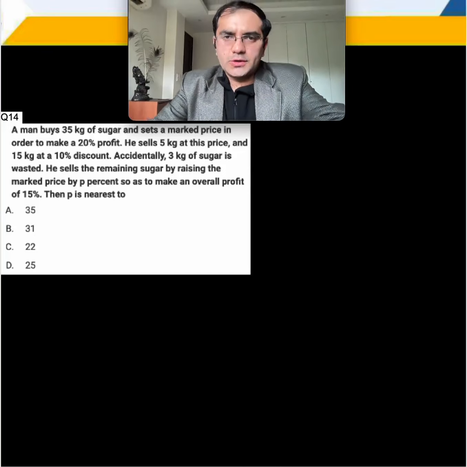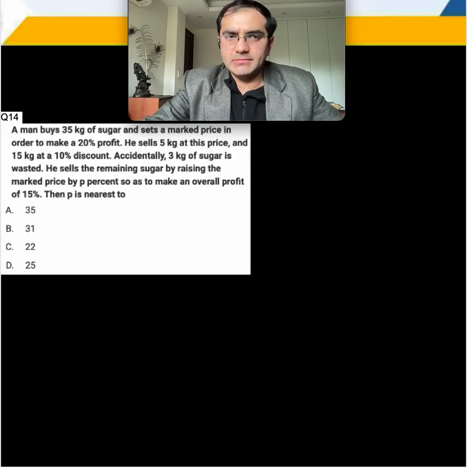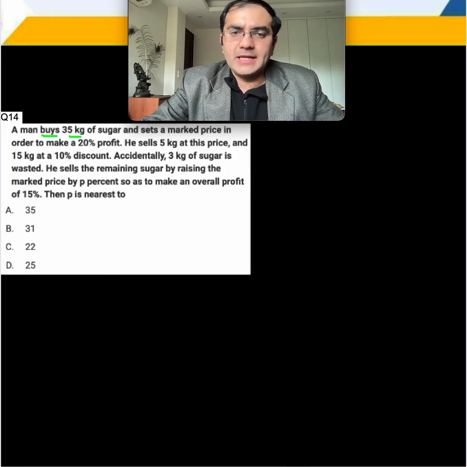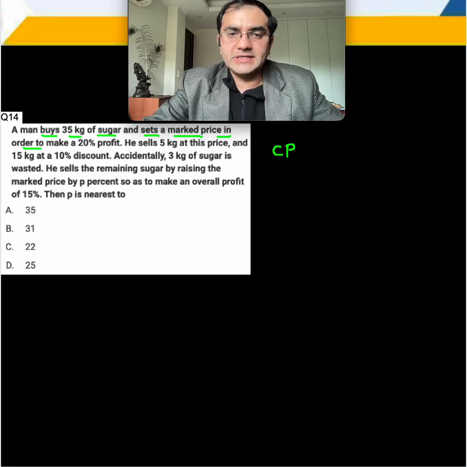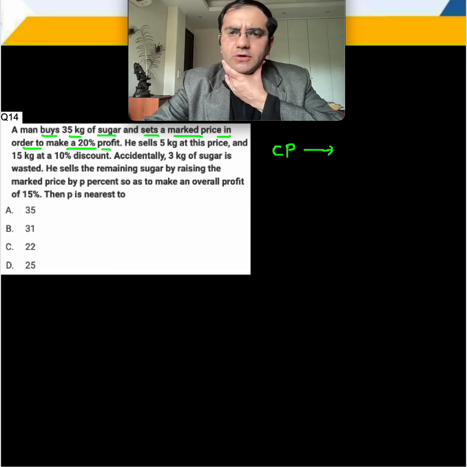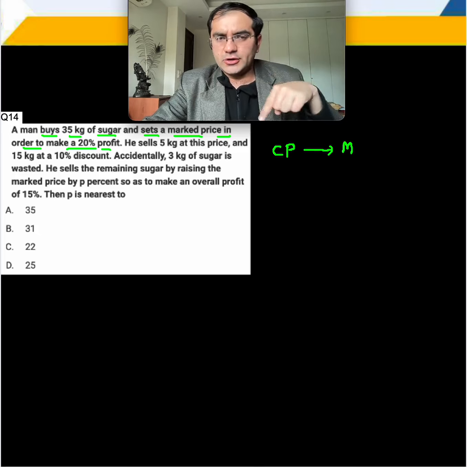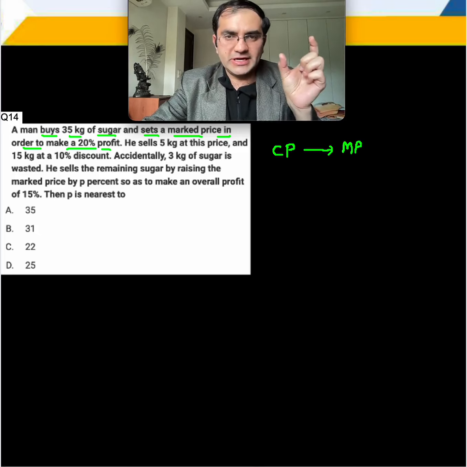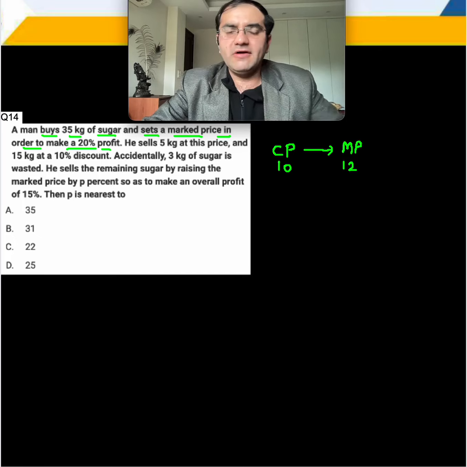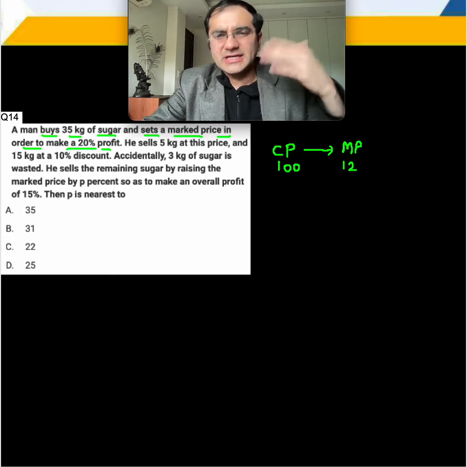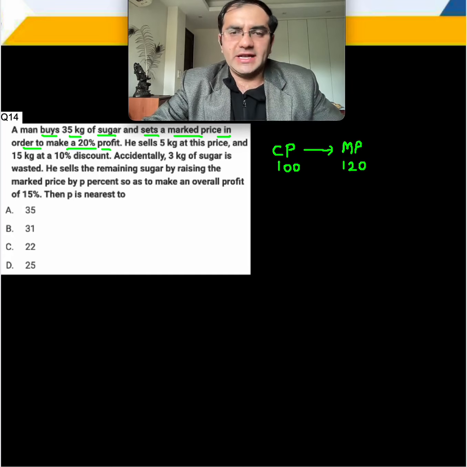Third question on profit and loss, slightly lengthy but not that difficult. A man buys 35 kg sugar, so he has a cost price because he has purchased it, and he sets a marked price in order to make a 20% profit. So let me take the cost price as something, and in order to make a 20% profit, he's going to set a marked price. So let's say the cost price is 10 rupees, so 20% above the marked price becomes 12 rupees. Okay? In fact, let's make it 100 and 120 for easier calculations.